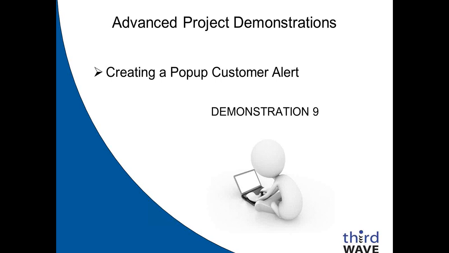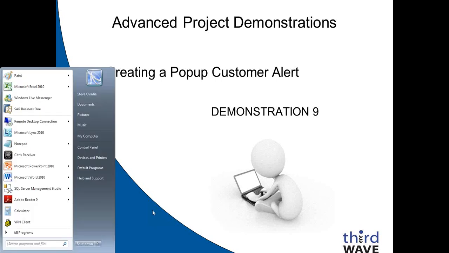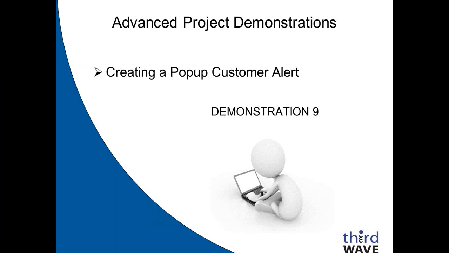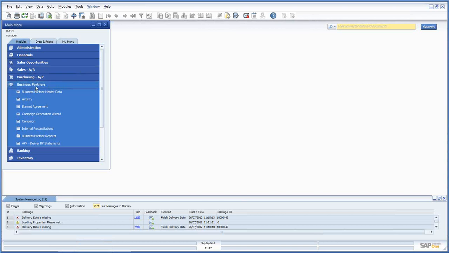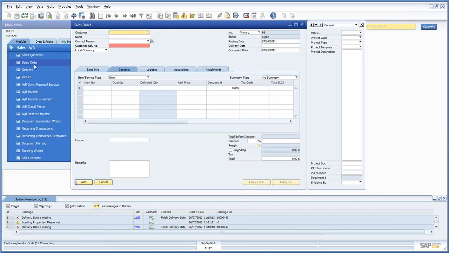So the first demonstration is going to be a pop-up message. And in this one, we'll set it up so that we have a pop-up message that occurs on the sales order that will warn us if the selected customer hasn't placed an order in the last 60 days. So we start at the sales order.